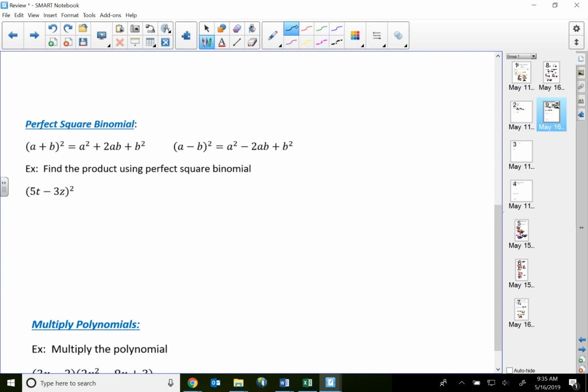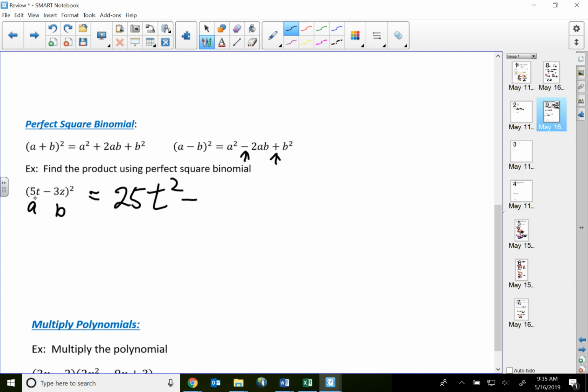So for my problem here, 5t minus 3z. My a is 5t, my b is 3z. The signs will always be the way they are. So with the subtraction sign, start out with the first term, the first sign after the first term is always going to be minus. The last sign is always positive. So if I take my a, which is 5t, whole thing squared, I get 25t squared, minus 2 times my a, because the 2 represents two of the same middle term, so 2 times my 5t times my 3z.